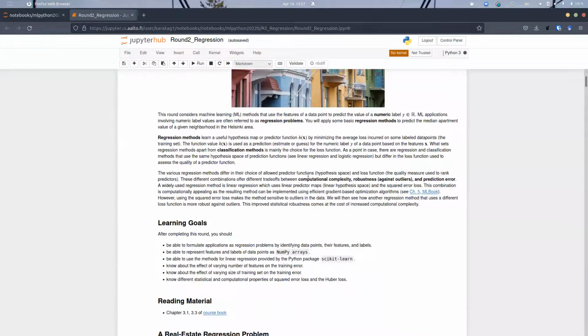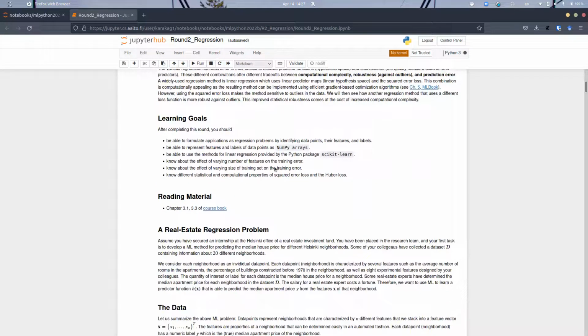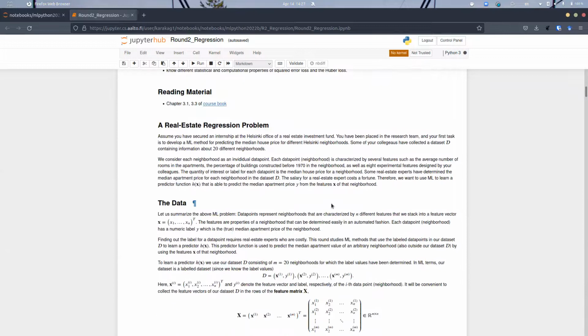At first, you have some theoretical background of what regression methods are. Then the learning goals, which are pretty much the same as the ones we discussed. And here is the problem which you will have to solve. You have this data of real estate investment funds of 20 different neighborhoods.